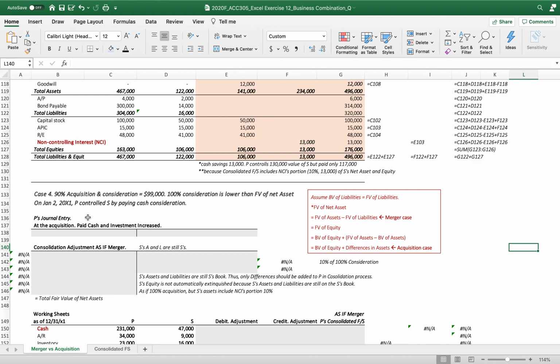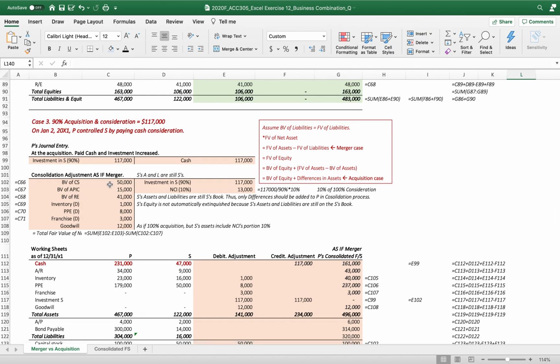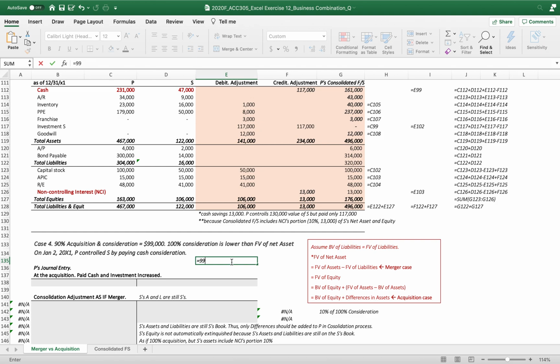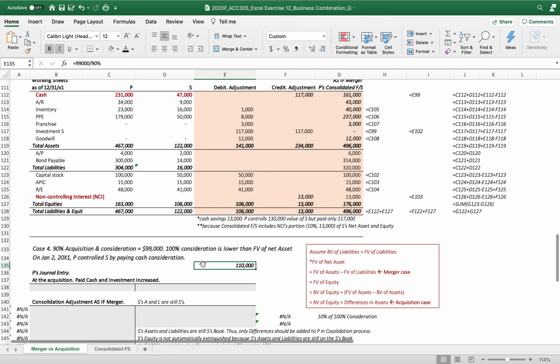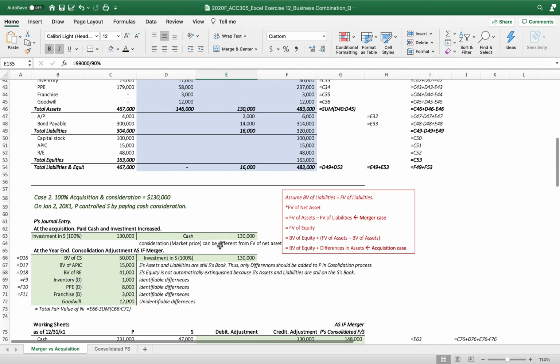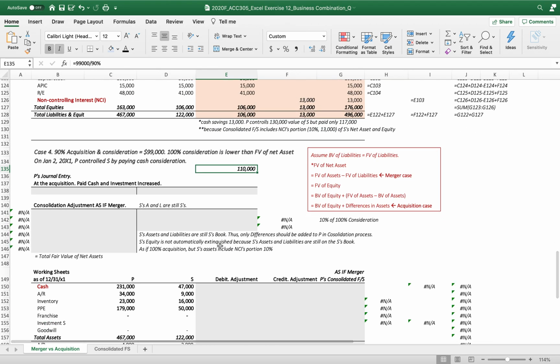Now let's deal with a unique case of the acquisition process. 90% acquisition, which is the same as the previous one, but the consideration for the 90% is only $99,000. So if we calculate $99,000 divided by 90%, the 100% consideration is only $110,000, which is lower than the fair value of net asset, $118,000.